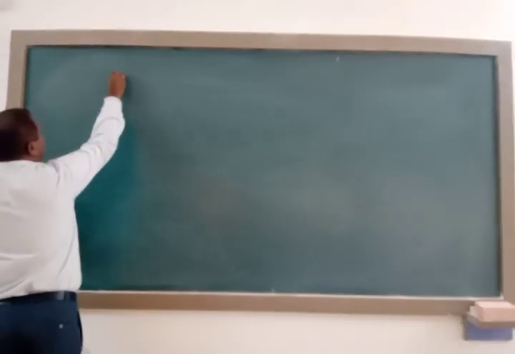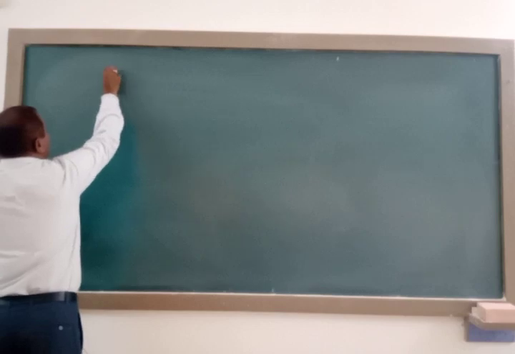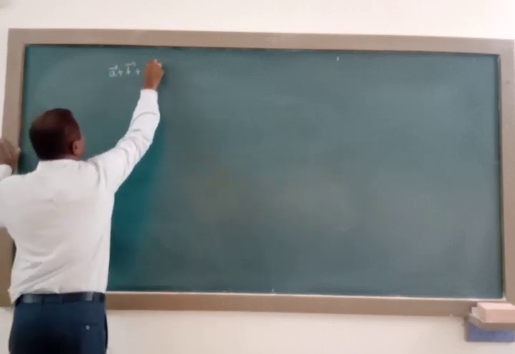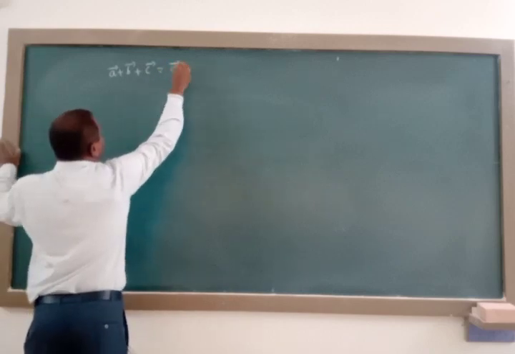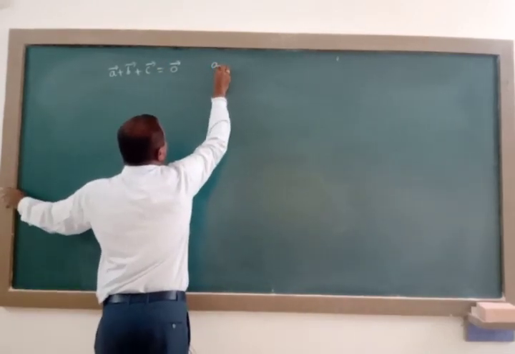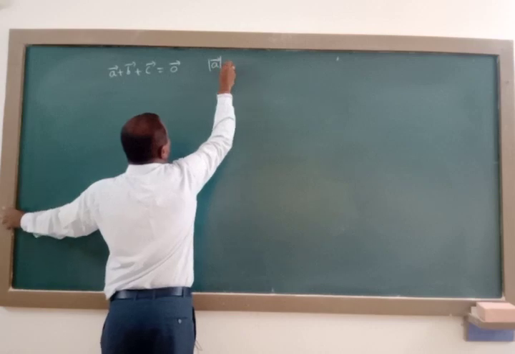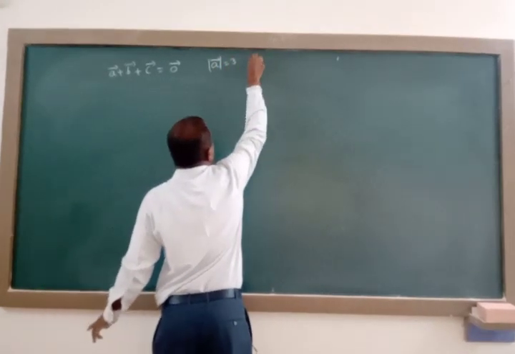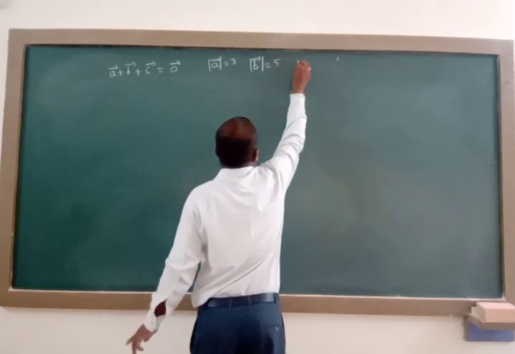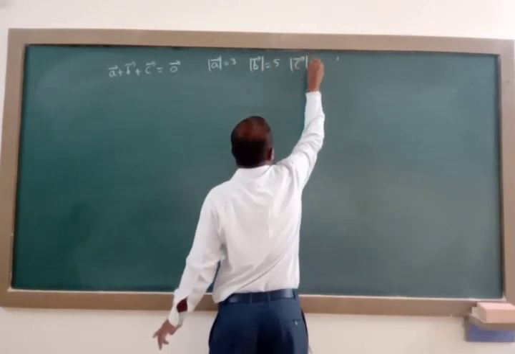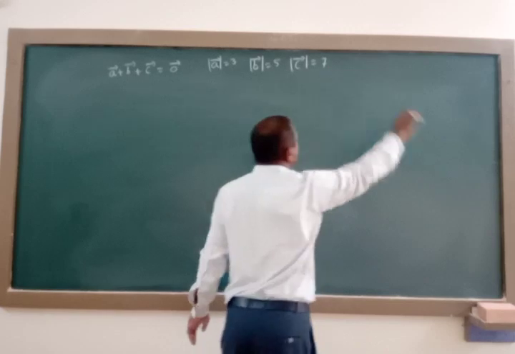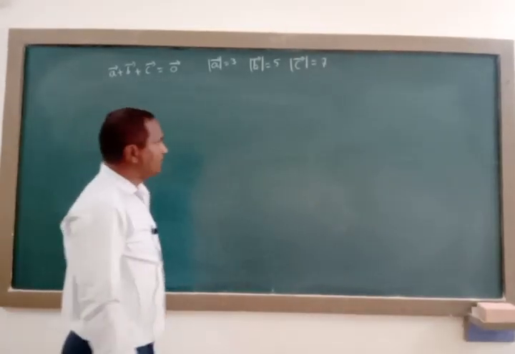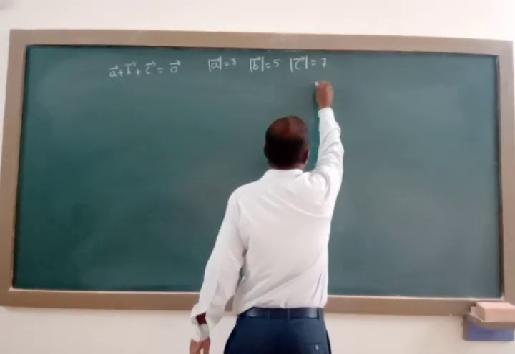Next question. Given that a bar plus b bar plus c bar is equal to null vector, and they will give some values. Magnitude of a bar is equal to 3, magnitude of b bar is equal to 5, magnitude of c bar is equal to 7. Then find the angle between the two vectors a bar and b bar.